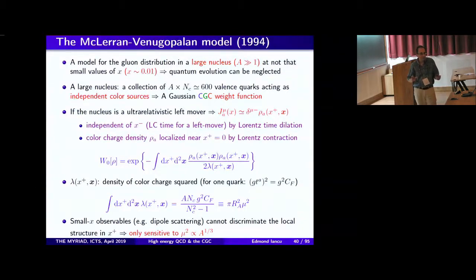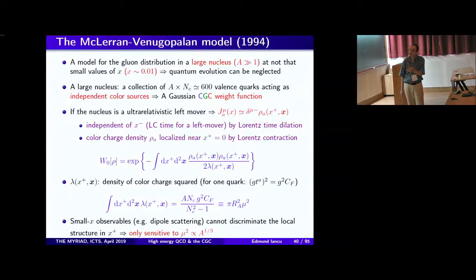You know that the radius of a nucleus goes like A to the power 1/3. The transverse area of the nucleus goes like A to the power 2/3. If the total color charge of all the valence quarks integrated over all the volume goes like A, then the color charge squared per unit transverse area goes like A divided by A to the power 2/3, which is like A to the 1/3. Is it okay with that? It's a simple argument, but it's important to keep in mind because this A to the 1/3 is a parametric enhancement in the MV model.